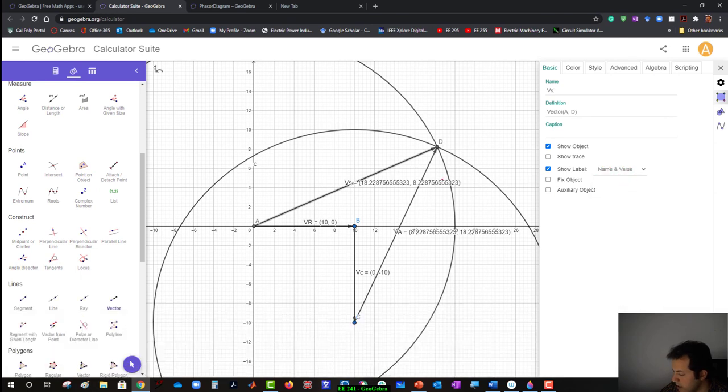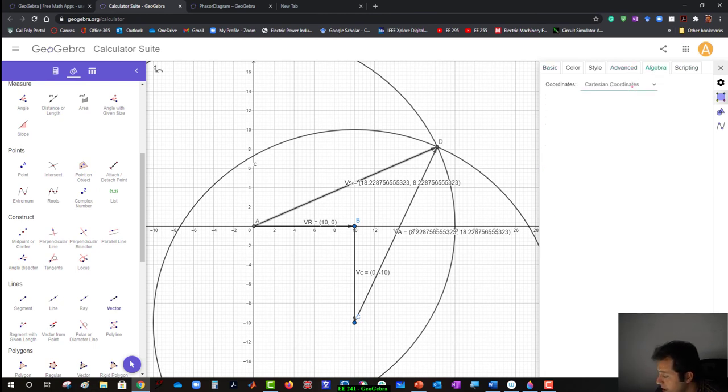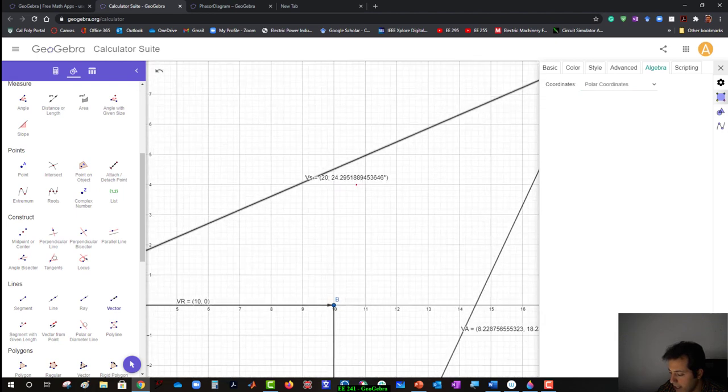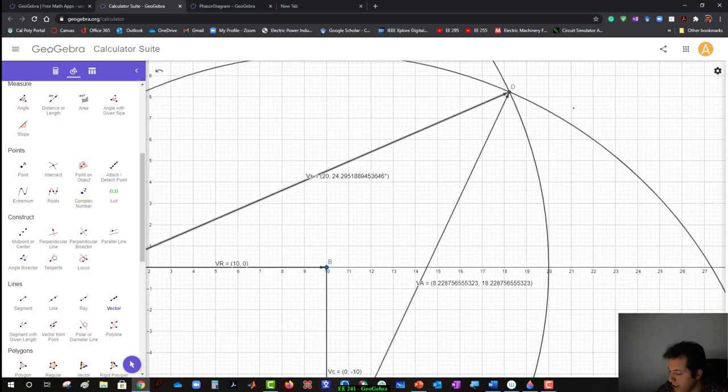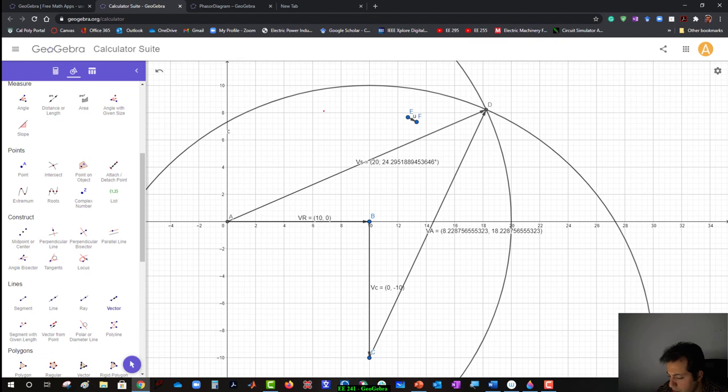Name and value. This time, instead of saying X and Y, maybe I want to get the angle. I want to see this phasor value in polar form, not Cartesian form, not x plus jy, but r and angle theta. So what I do is I go to advanced, I go to the algebra tab here. Instead of Cartesian coordinates, I choose polar coordinates. And now you can clearly see that it is telling you the magnitude is 20, angle is 24.29. So if you need the angle, that's the way you can do it.